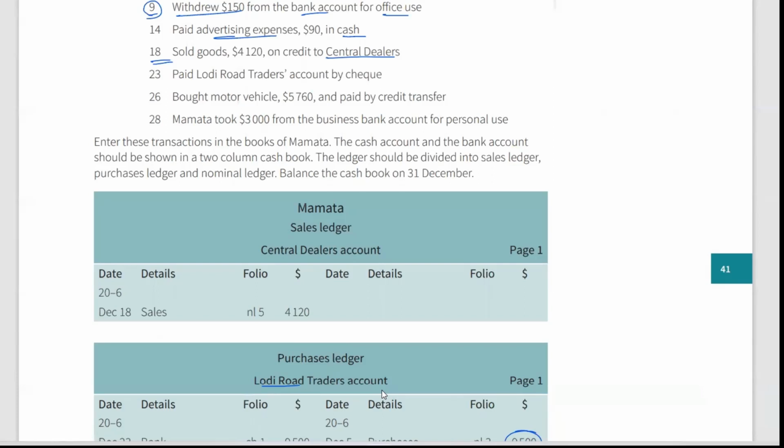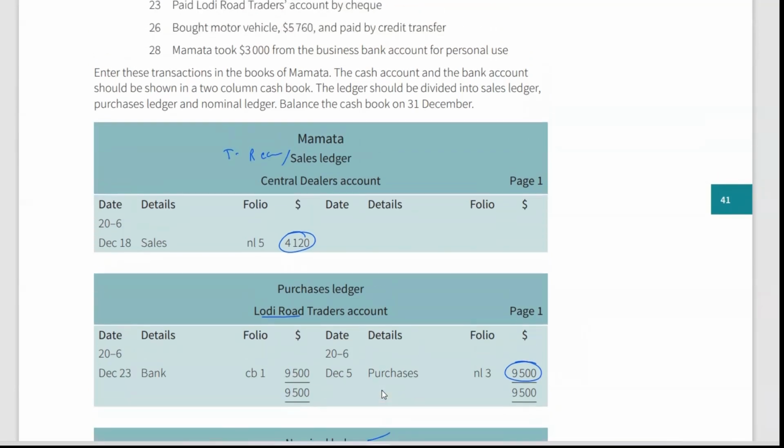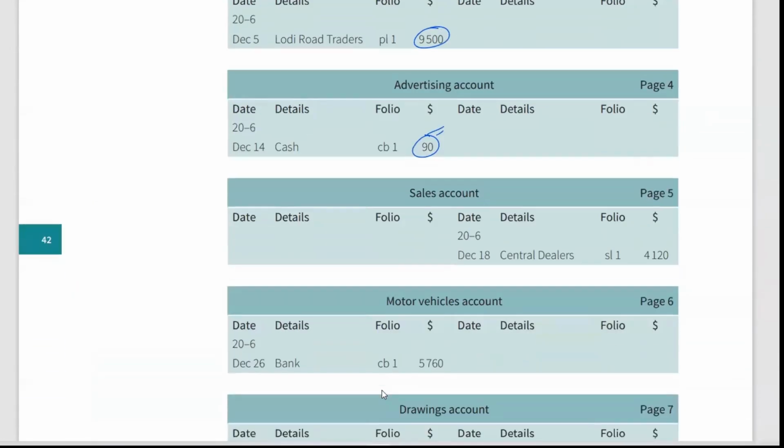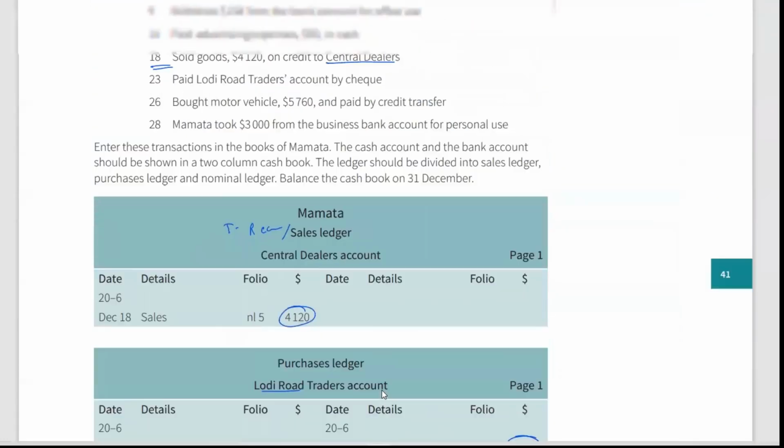So sold goods: sales account will be credit and central dealers will be debit. The reason they're debit is, number one, they are our credit customers, our receivables. We can even call that a trade receivables ledger, because that's what it is, right? Sales ledger is basically your trade receivables ledger where you have all these trade receivables written. And so central dealers is also a trade receivable. It's an asset. When it goes up, it's going to be debited. And sales is by nature credited. In the details, we write the reason. Why is sales credit? Who did we sell to? To central dealers, right?